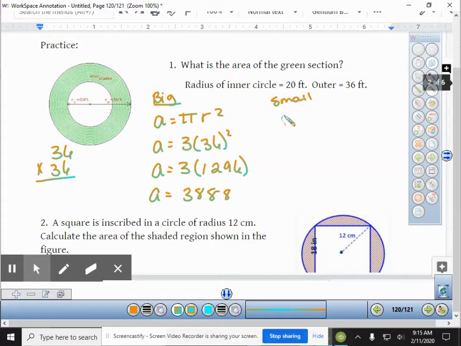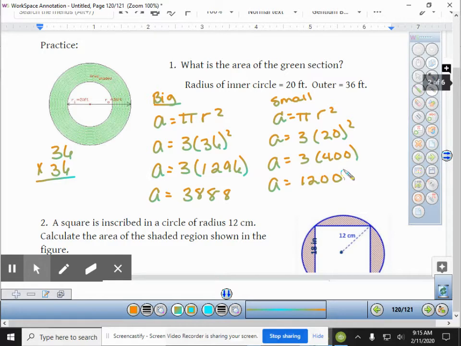Now we're going to do the small one. What's the formula? A equals pi r squared. What are you going to use for pi? 3. What is the radius? 20. What is 20 squared? 400. That one I can do easy, right? 1,200. Now what are you going to do? Subtract. What'd you get? 2,688.